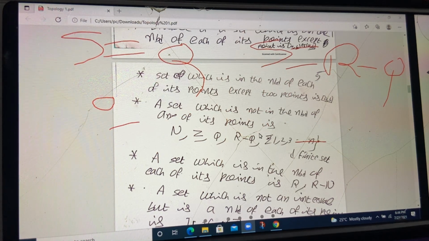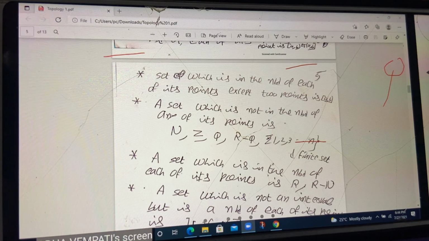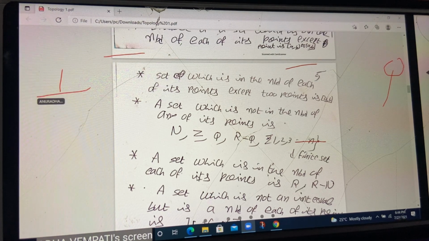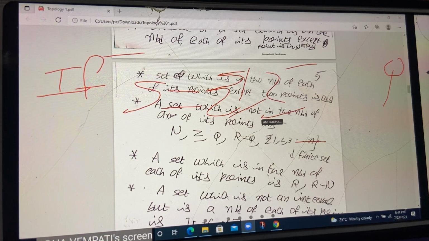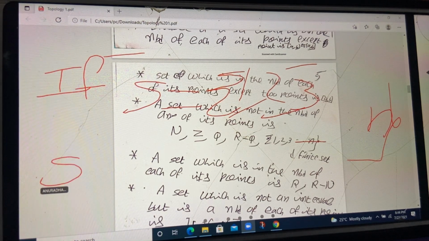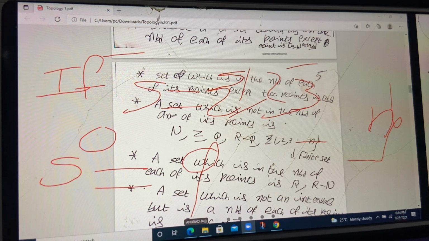Next. If S is equal to the finite set 1, 2, 3 and so on up to n, remember S interior, note down this. It is not there in the document, you have to note it down. If S equals 1, 2, 3 and so on up to n, S interior is the empty set. Why? Because no point of it is an interior point.